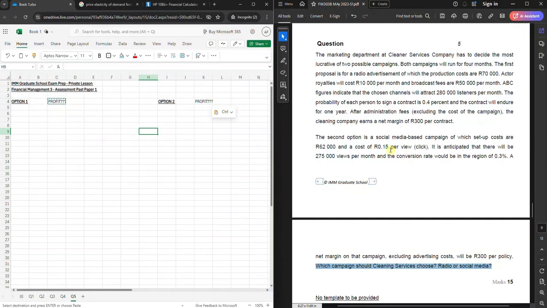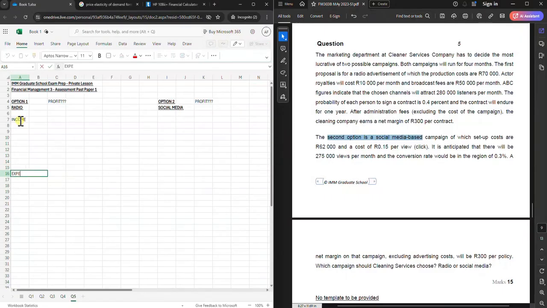Okay, and what were the two options? Option one was, which one was it, the radio or the social media? The second one was the social media, right? Yes. So option one was the radio and option two was the social media. Okay, so you've got the understanding. Now talk to me about income and talk to me about expenses.